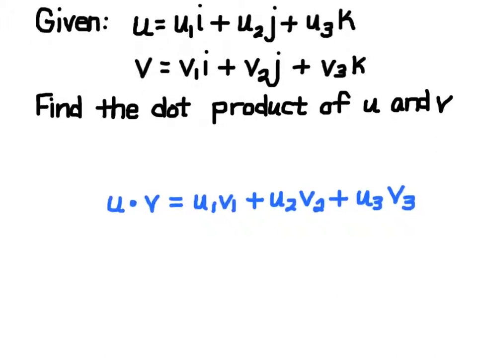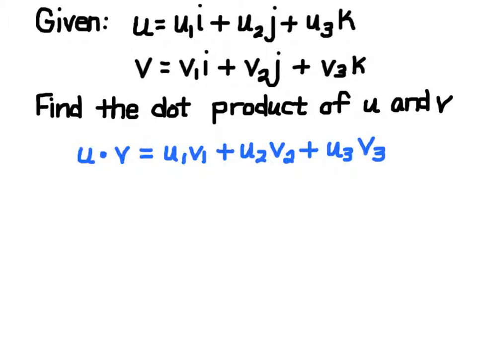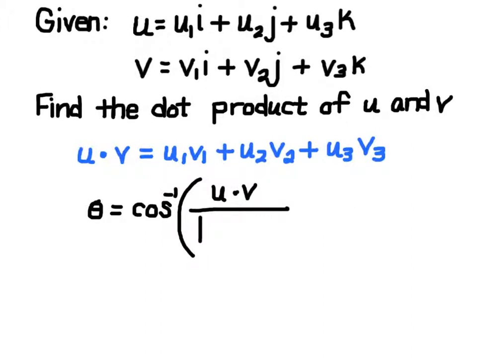Now the dot product allows us to find the angle between the two vectors u and v. And how we do this is with the following formula. The angle between vectors u and v, which is theta, is equal to the inverse cosine of the ratio u dot v over the magnitude of u times the magnitude of v.